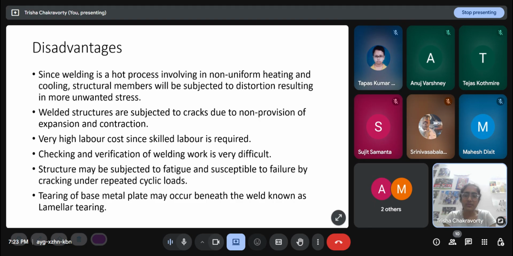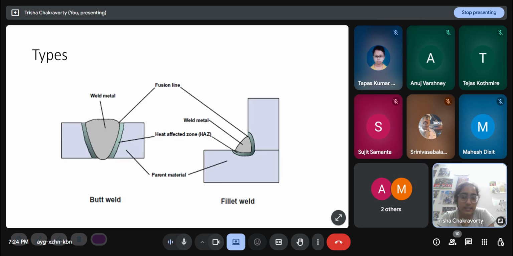It is not easy to verify, and it is also not easy during repair work. With bolted connections, if you want to repair something, you can just replace the bolt, but welding is not easy to replace either. The structure may be subjected to fatigue and susceptible to failure by cracking under repeated cyclic loads. Tearing of base plate metal may occur beneath the weld, known as laminar tearing. These are mostly general knowledge, you don't really need this.